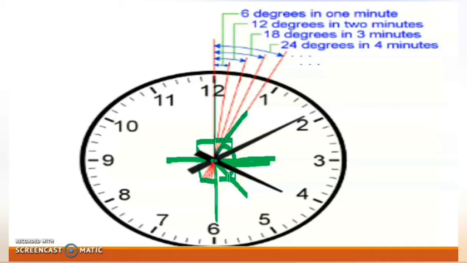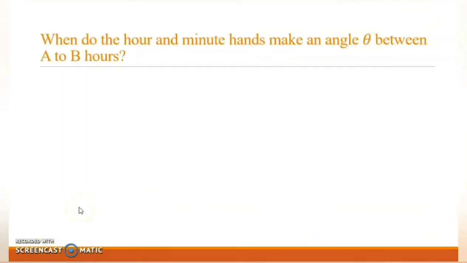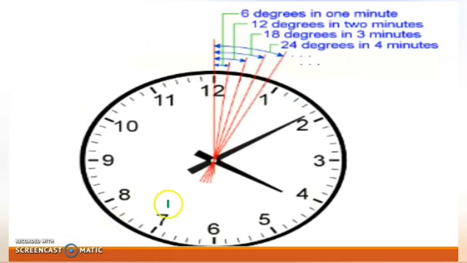Okay, so now if we look at the question here, it says, when do the hour and minute hands make an angle theta between A to B hours? That is, suppose I want to find when the two hands make an angle of 90 degrees between, say, 2 to 3 hours. Then what will be your solution? The clock here. So we will look at this.